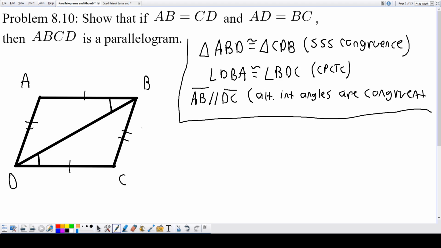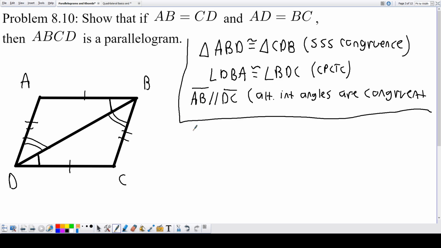Now how do we find the other part? Well, if we use the fact that these two angles have to be the same, so ADB and DBC, well, notice they're on the interior of the parallel lines AD and BC, and they're on opposite sides of the transversal BD, so we have the same thing.